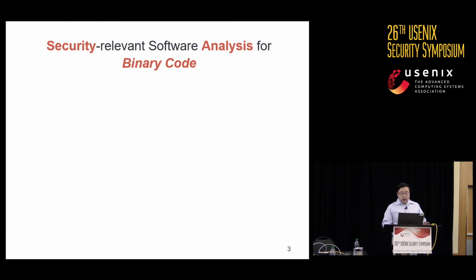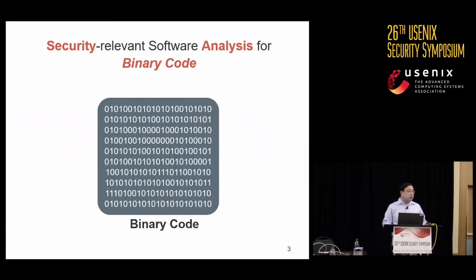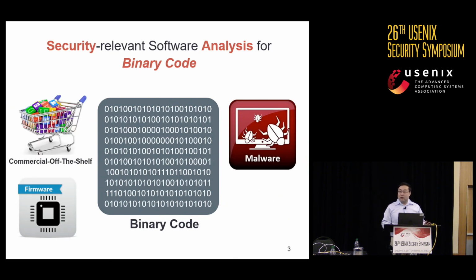Many security-relevant software analysis works on binary code instead of source code. So why is binary code analysis very attractive in security? First, in many cases, we do not have access to the source code of the application we want to analyze. For example, large-scale malicious binary code, commercial off-the-shelf software, and firmware. Binary code is the only available resource to be analyzed. Second, binary code analysis can provide ground truth about the program behaviors because computers execute the binaries, not source code.